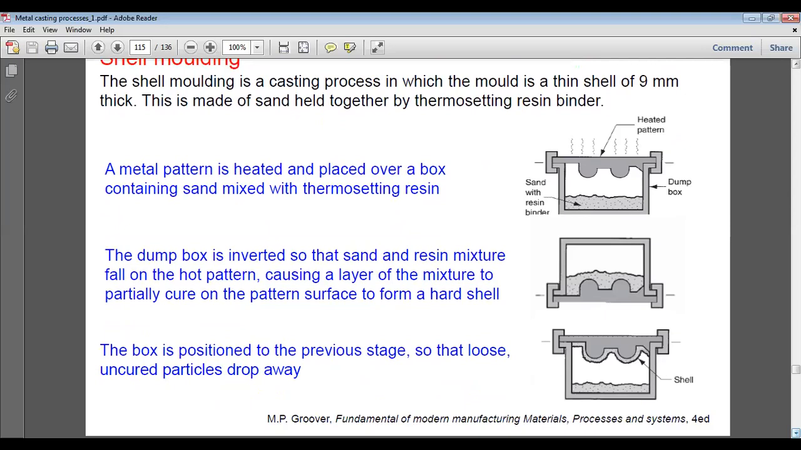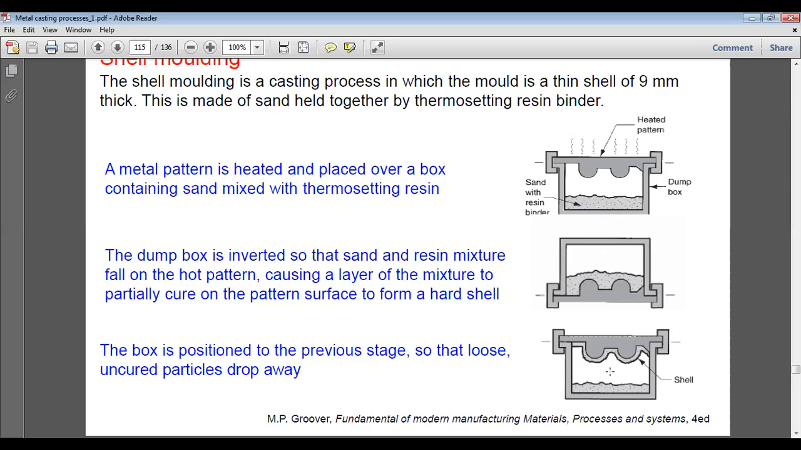Then the box is positioned to the previous state so that the loose uncured particles fall away. So this is shell molding. You can see a picture, the heated pattern, then the sand with resin binder, and then this is inverted. Once this is inverted, the mold is made, and it is actually hollow from inside. When the mold is hollow from inside, it is known as shell molding. So the shell is made up in the mold rather than a solid mold.